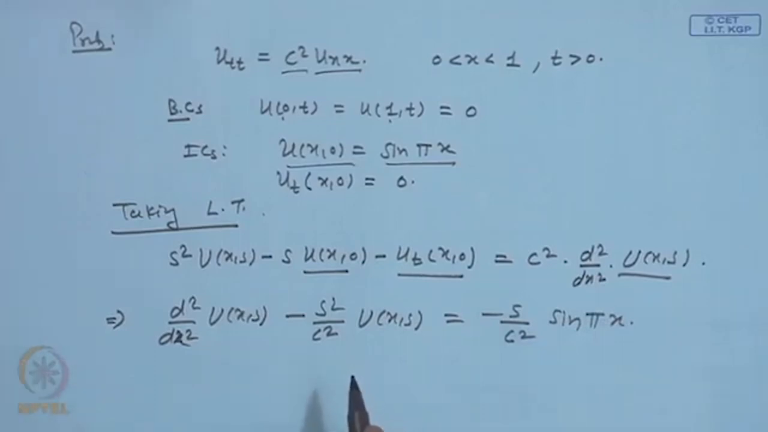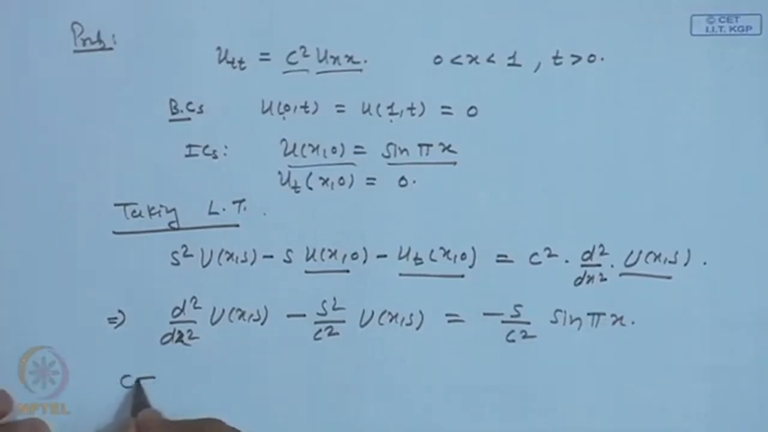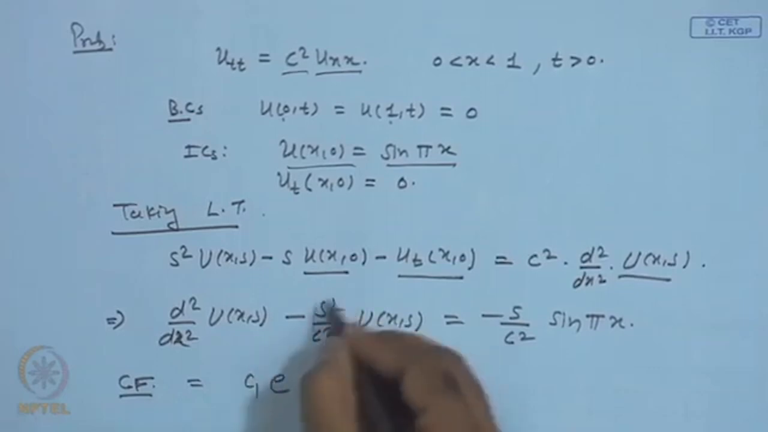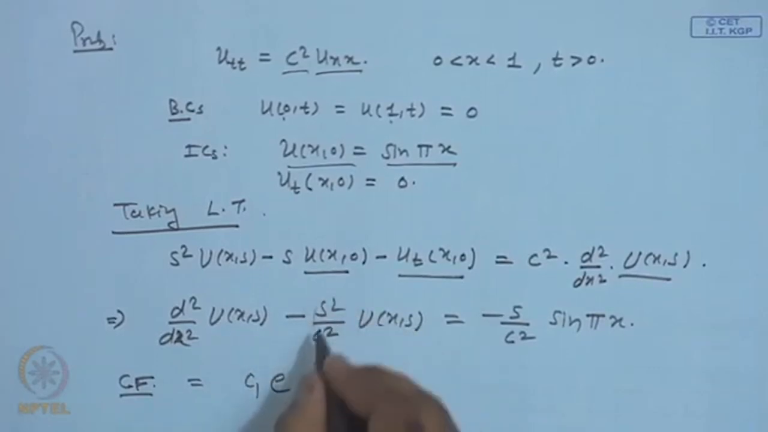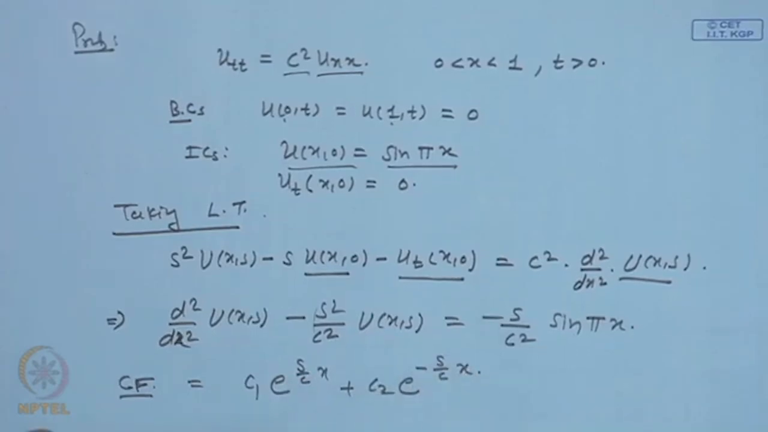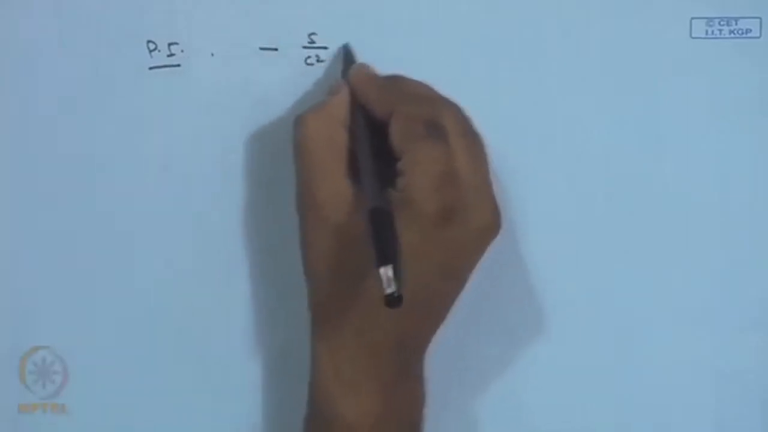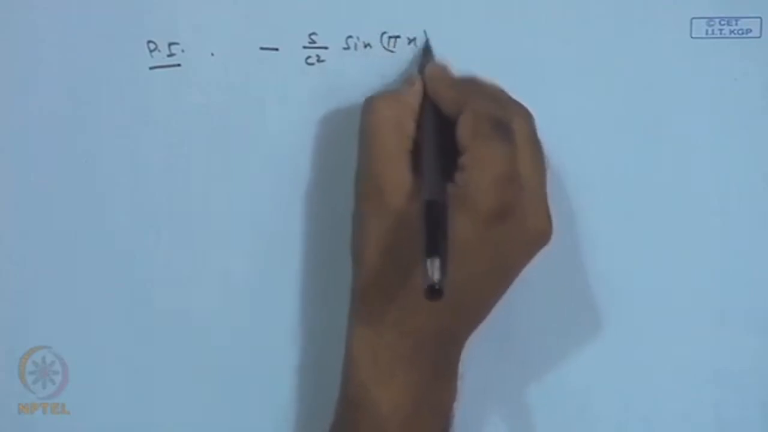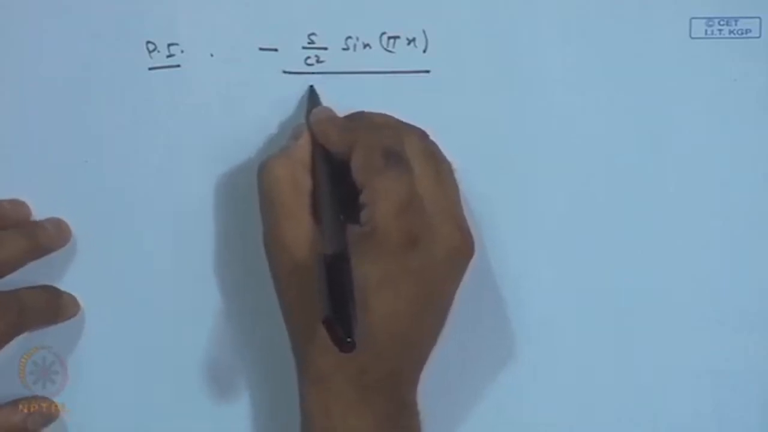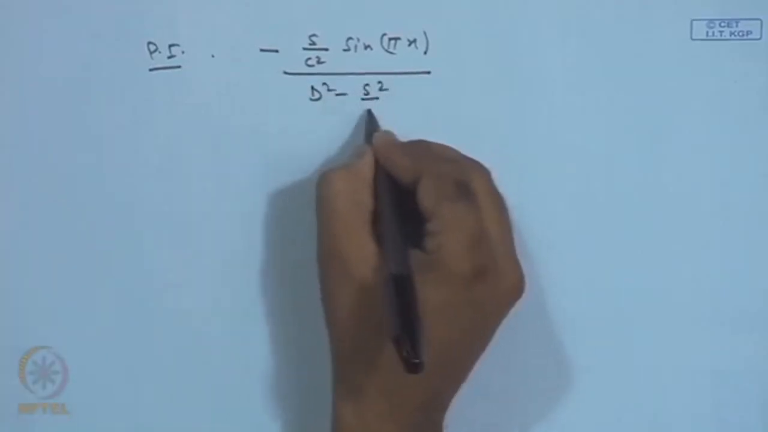Now again this general solution has the complementary function and the particular integral. For the complementary function, we have c1 e to the s over c x plus c2 e to the minus s over c x, since the roots are plus minus the square root of s square over c square. And the particular integral in this case would be minus s over c square sin pi x, over D square minus s square over c square.